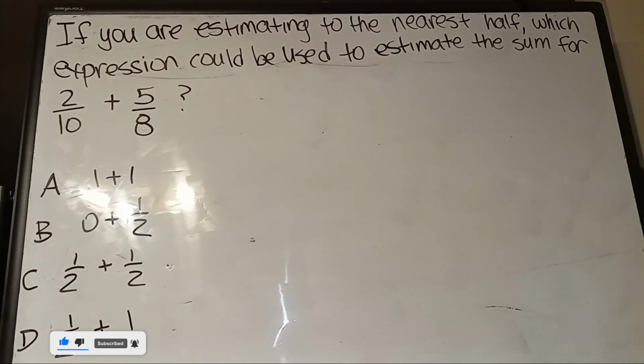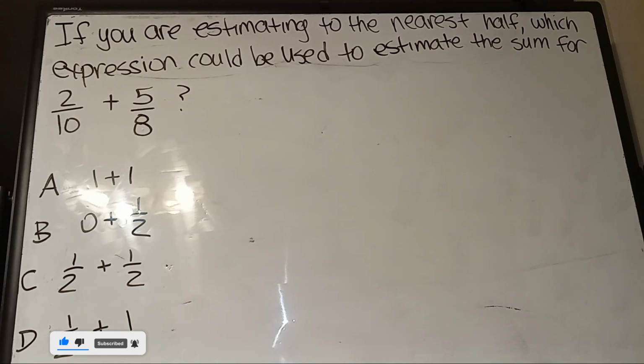All right, so for our next problem: if you are estimating to the nearest half, which expression could be used to estimate the sum for 2 over 5 plus 5 over 8? Our choices are A, 1 plus 1; B, 0 plus 1/2; C, 1/2 plus 1/2; or D, 1/2 plus 1.